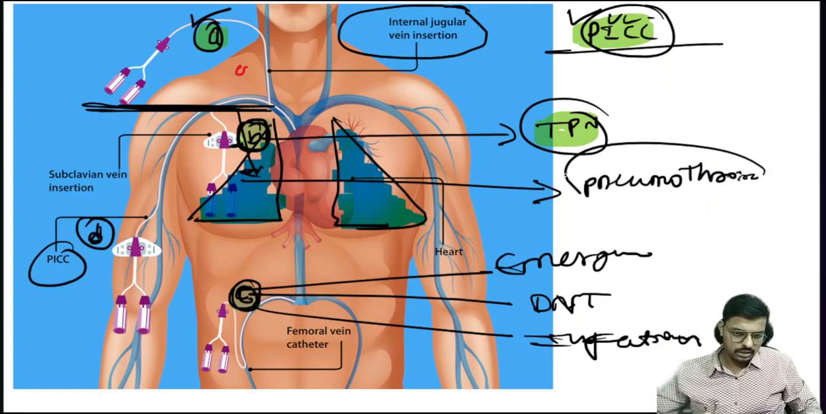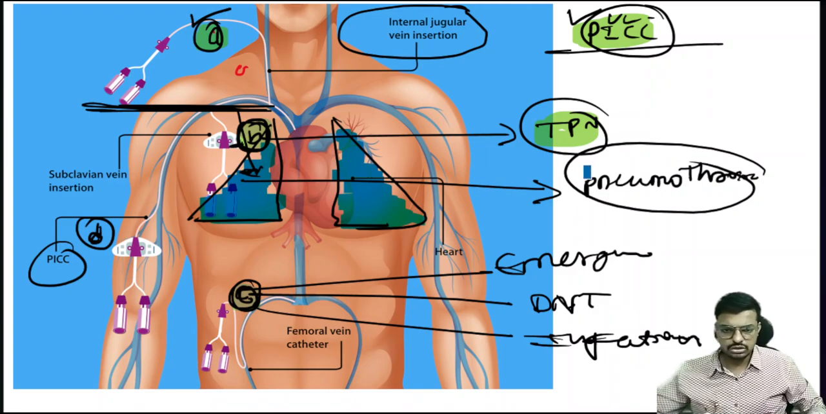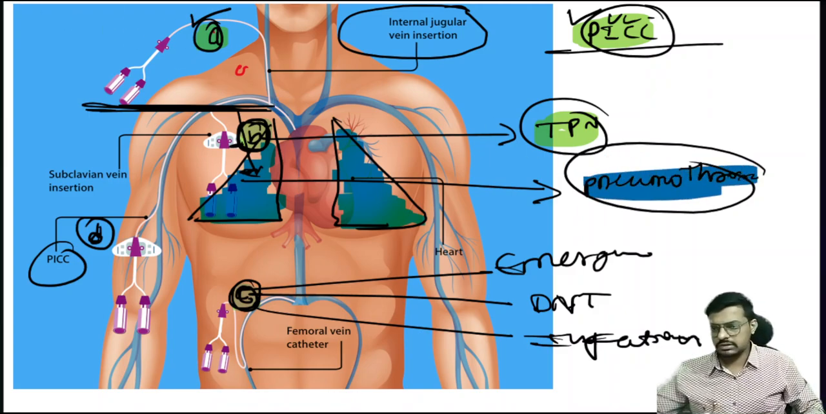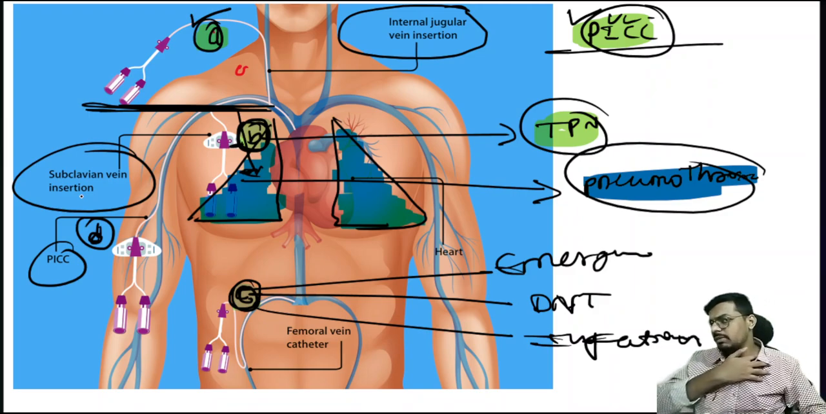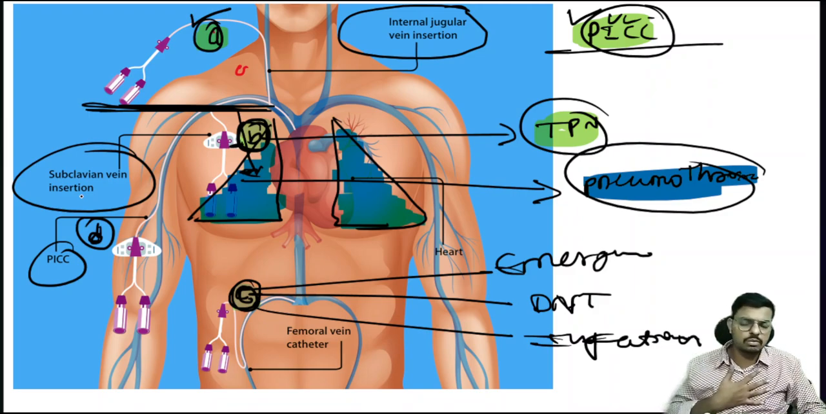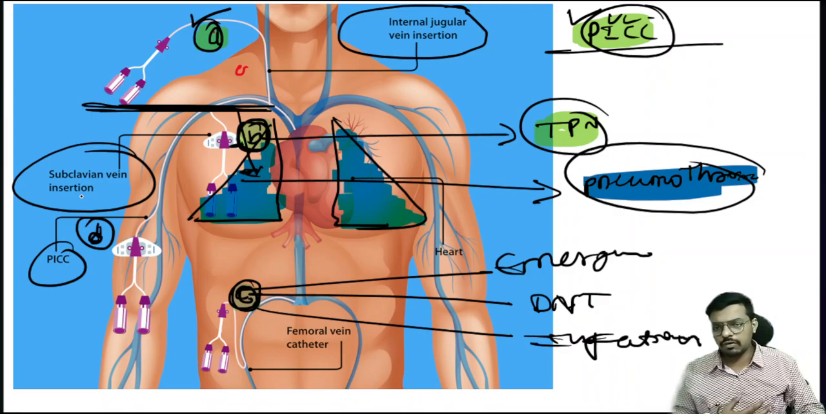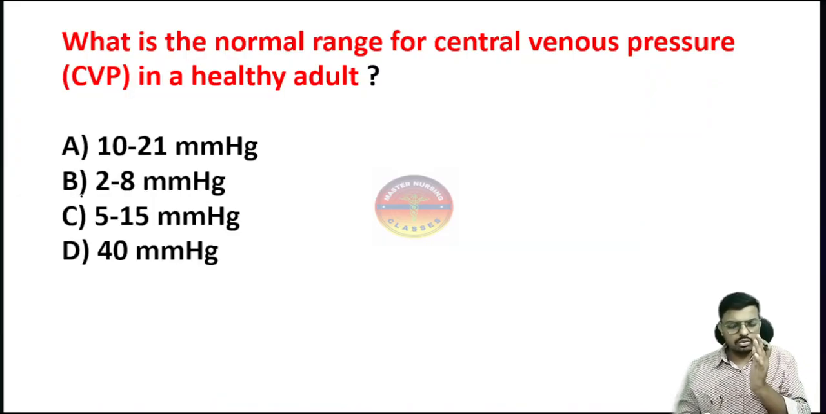Pneumothorax is associated with which of the following central line insertion sites? Yes, pneumothorax is highly associated with subclavian vein insertion. So in the emergency, if we are inserting the subclavian catheter, there is a chance of pneumothorax. So the subclavian is not preferred in the emergency. Yes, the most important question. All the golden points we have chanted in the last question.